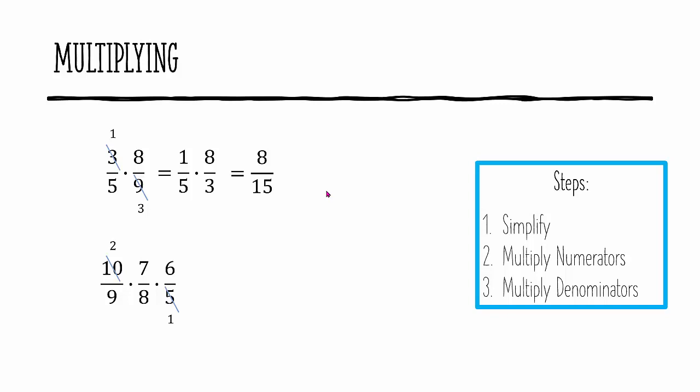Let's see, what else could we simplify? We have a 6 and a 9, right? They have a common factor of 3. So 3 goes into 6 twice, and it goes into 9 3 times.